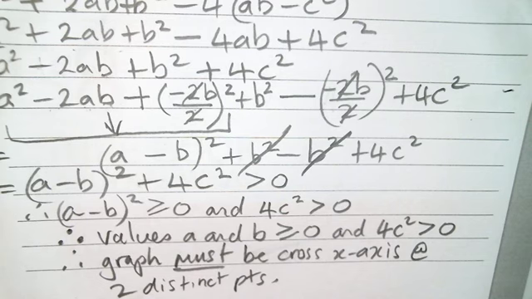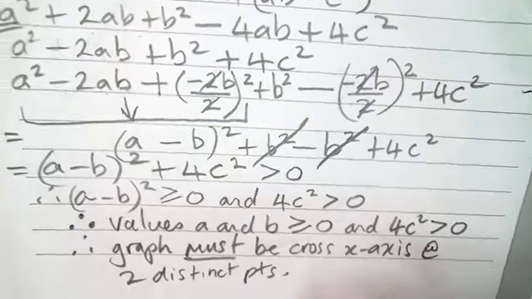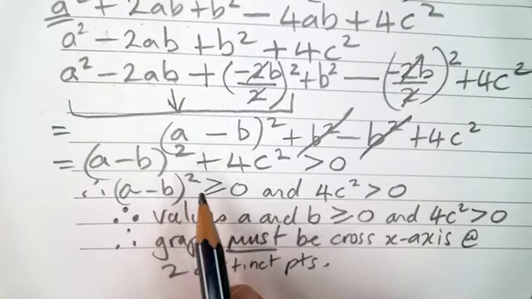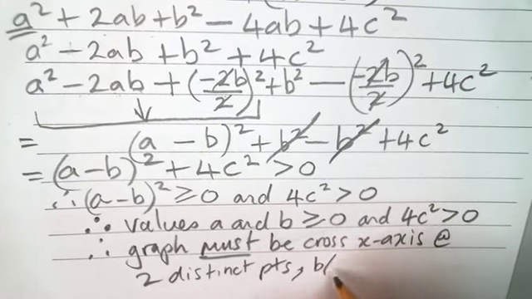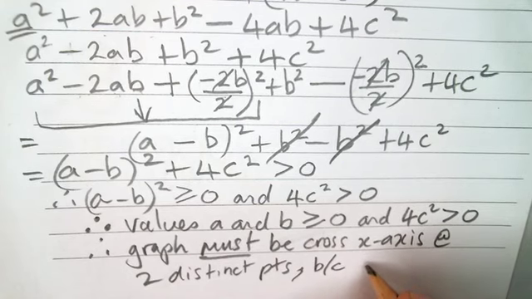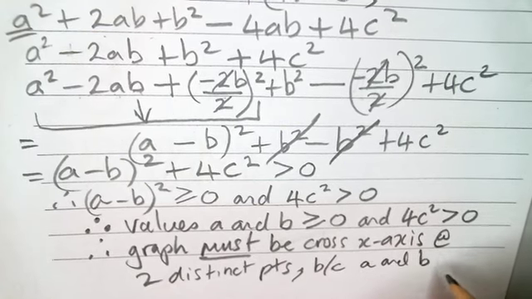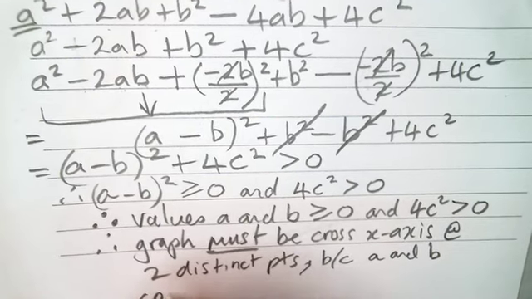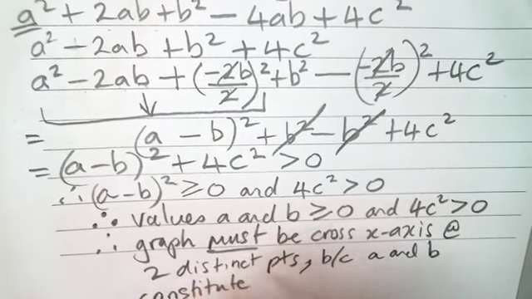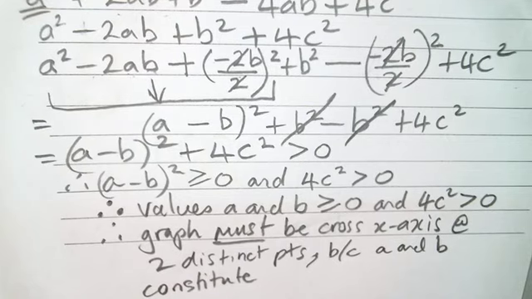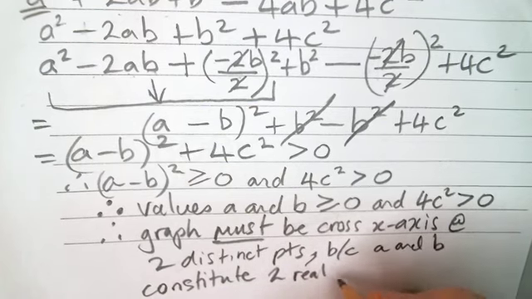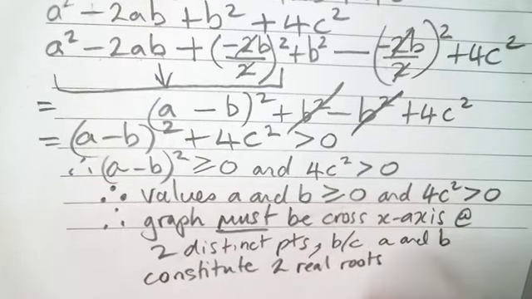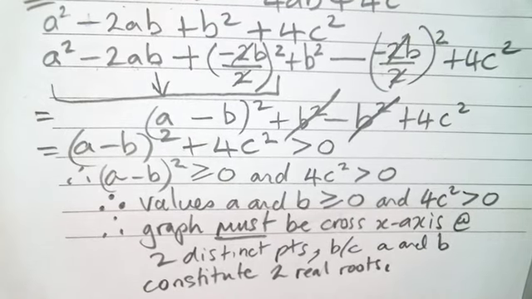Yeah. And I think the way we need to also justify this is because really A and B, we're talking about the roots, yeah? And I put because A and B constitute, yeah, I would say two real roots. Yeah, so that's what I would put, and that would be my answer.